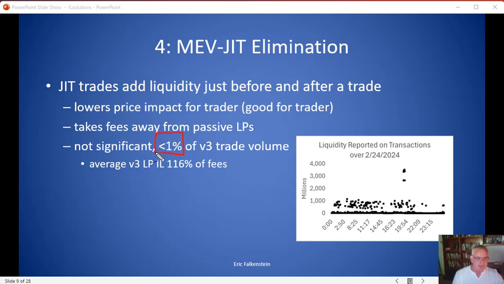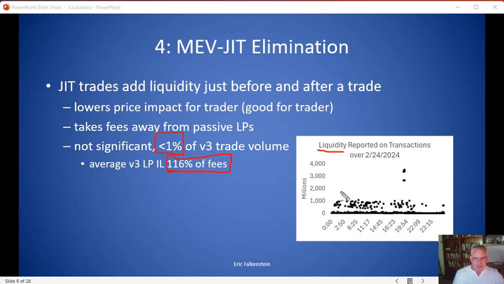But it's just not economically significant, because even on the big V3 pools where this happens most frequently, like the ETH-USDC pool, it's around 1% of the volume, and that's higher than average, I think. Since the average V3 LP's cost, their IL, is on average about 116% of fees, if you added 1% to the fees, you wouldn't really materially change how much the V3 LPs are losing.